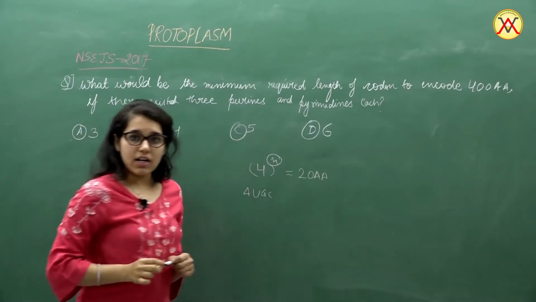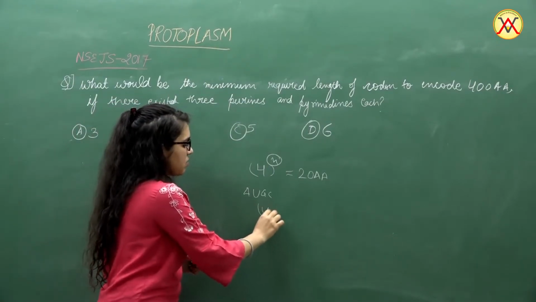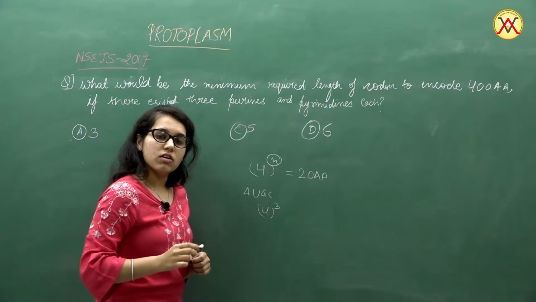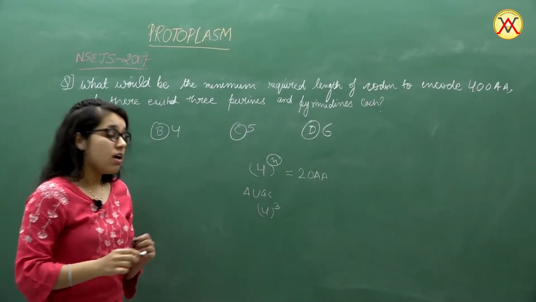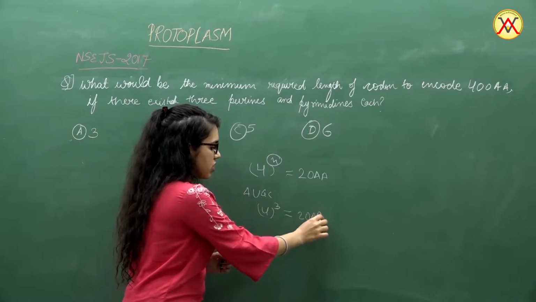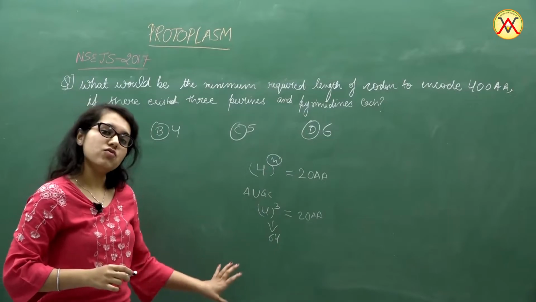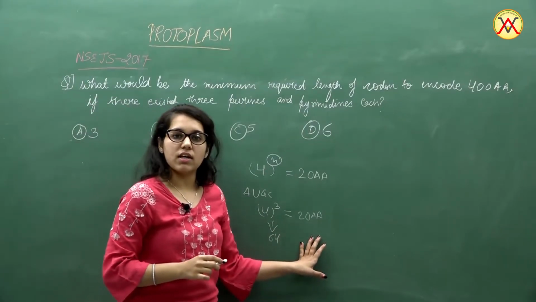So this was our condition, and with respect to it, when we gave the value of n as 3, we were able to code for 20 amino acids, because 4 raised to the power 3 gives us 64 possible codons, which is sufficient to code for these 20 amino acids.